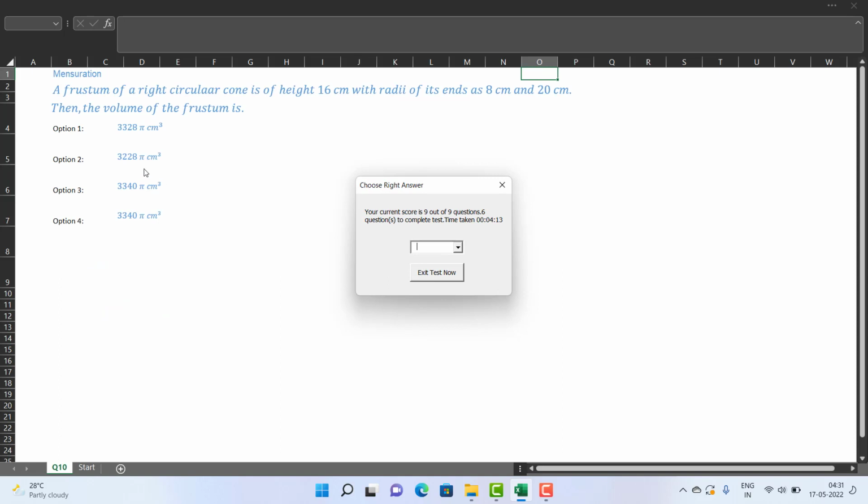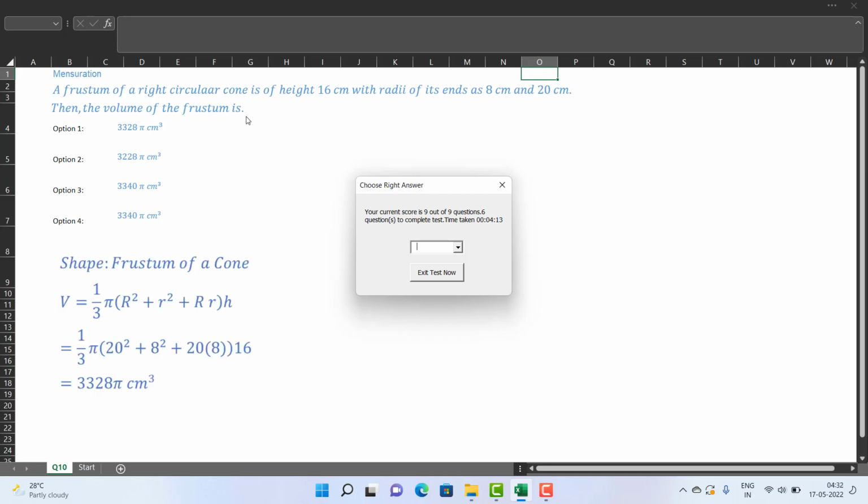Bravo. A frustum of a right circular cone is of height 16 cm with radii of its ends 8 cm and 20 cm. Then the volume of the frustum is, so it's a frustum of a cone, volume is equal to 1 by 3 pi h into capital R squared plus small r squared plus capital R into small r, where capital R is the radius at one end and small r is the radius at the other end.